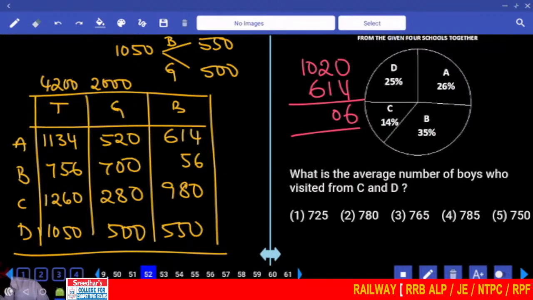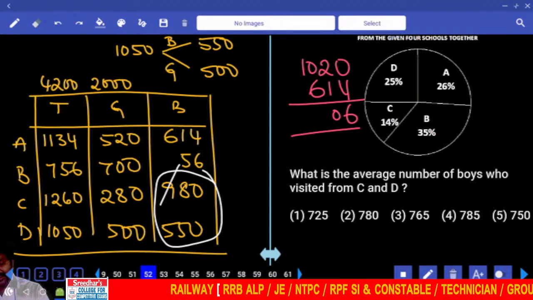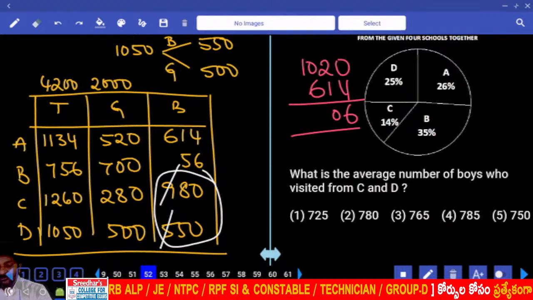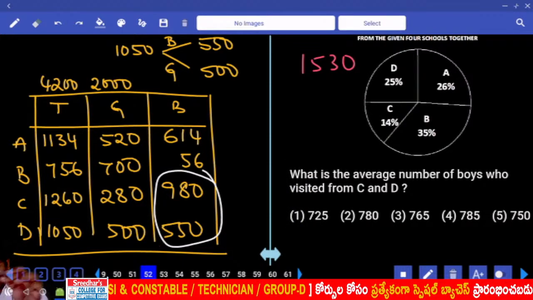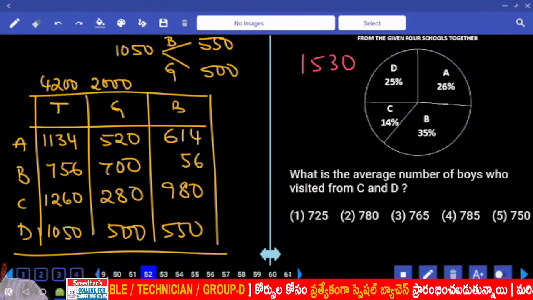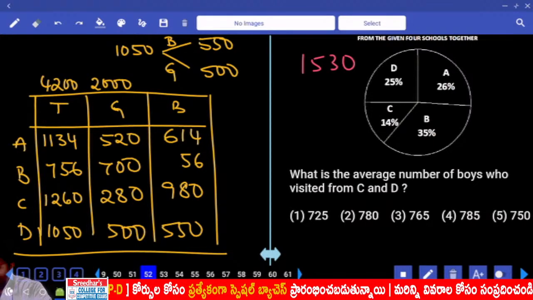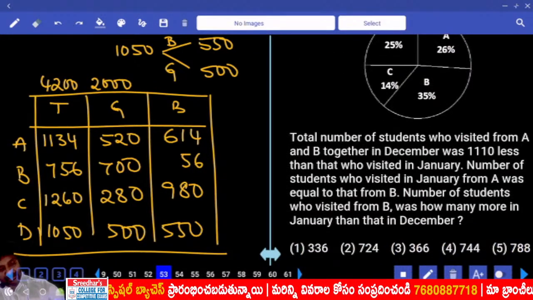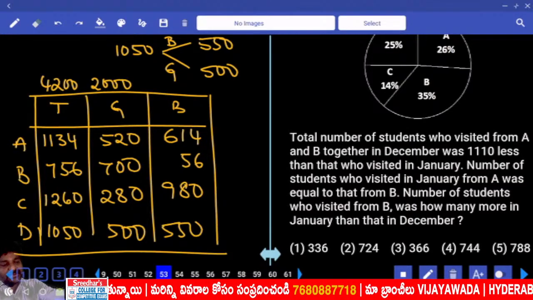What is the average number of boys who visited from CD? C and D together, 900, 500, 80, 50, 130, 1500, 1530, and we were asked to calculate average, correct? 1500 average, 30 average, 750, 15, 765.